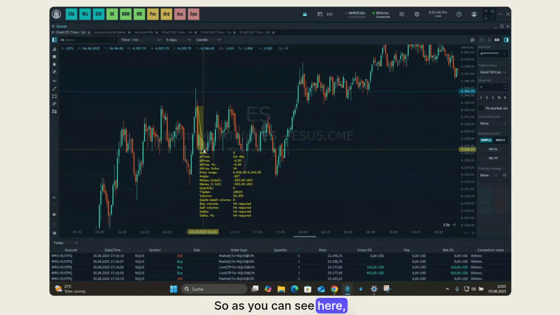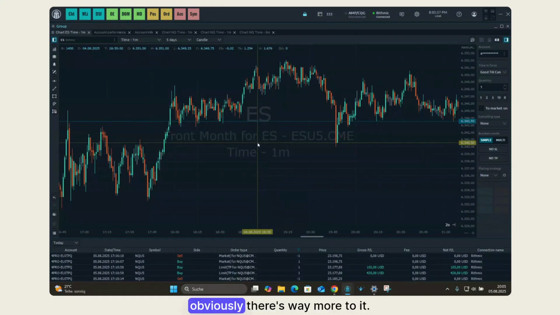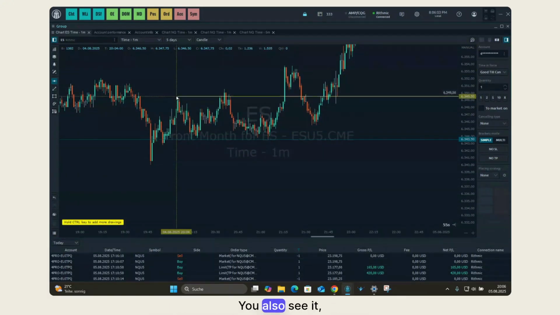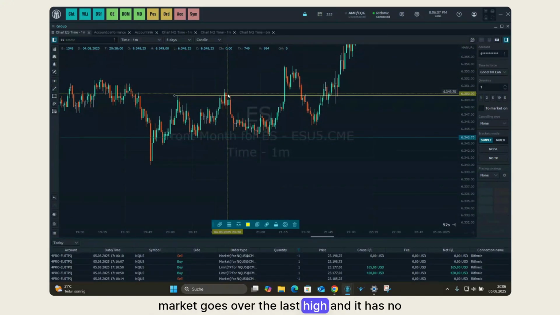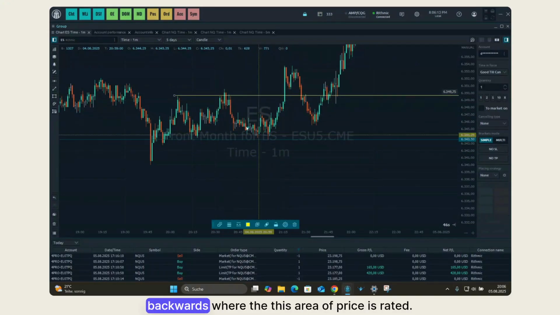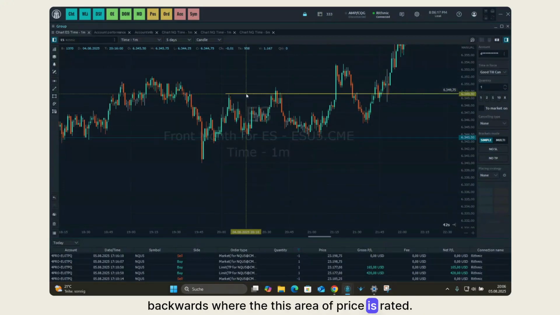So as you can see here, if you trade it back half to the area, it will be 24 ticks on the ES, which is not that bad. Yeah, obviously there's way more to it, but I just wanted you to see that setup. Here you also see it. Market goes over the last high, and it has no interest in going further and ends up going backward where this area of price is traded.